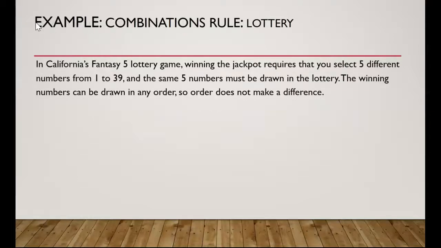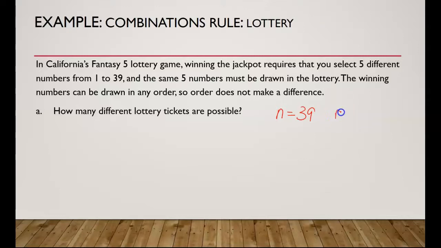In California's Fantasy 5 lottery game, winning the jackpot requires that you select 5 different numbers from 1 to 39, and the same 5 numbers must be drawn in the lottery. The winning numbers can be drawn in any order, so order does not make a difference. Part A. How many different lottery tickets are possible? There are 39 different numbers available, so n equals 39, and we must select 5 of them without replacement, so r equals 5. Because order does not count, we need to find the number of different possible combinations.